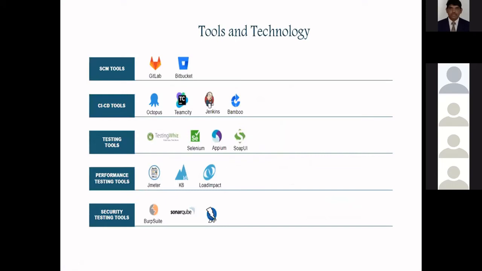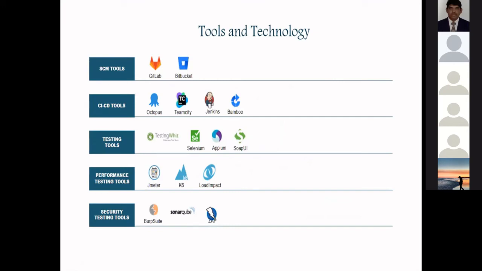So these are the different kinds of tools which we use for DevOps. That is SCM tools. SCM is nothing but source code management. So we use GitLab and Bitbucket. There is also one more tool called GitHub, and the CI/CD tool, continuous integration and continuous deployment tool. These are different tools like Octopus, Chef, Jenkins, and Bamboo. Most people use Jenkins.